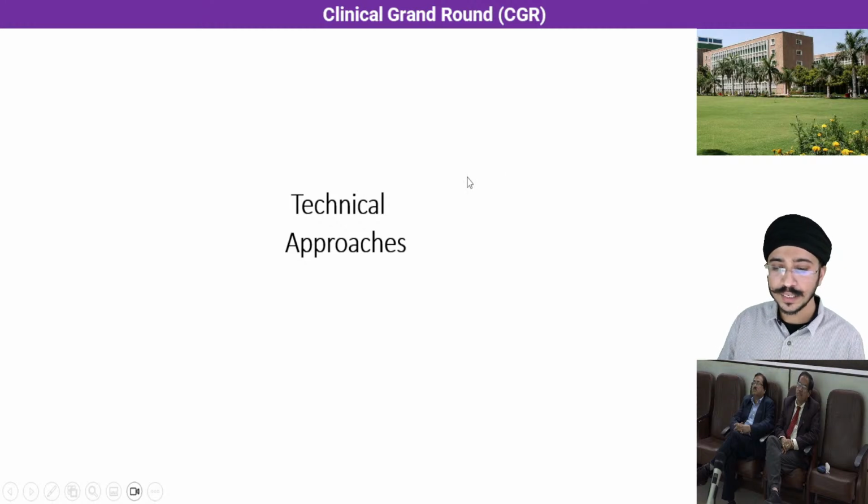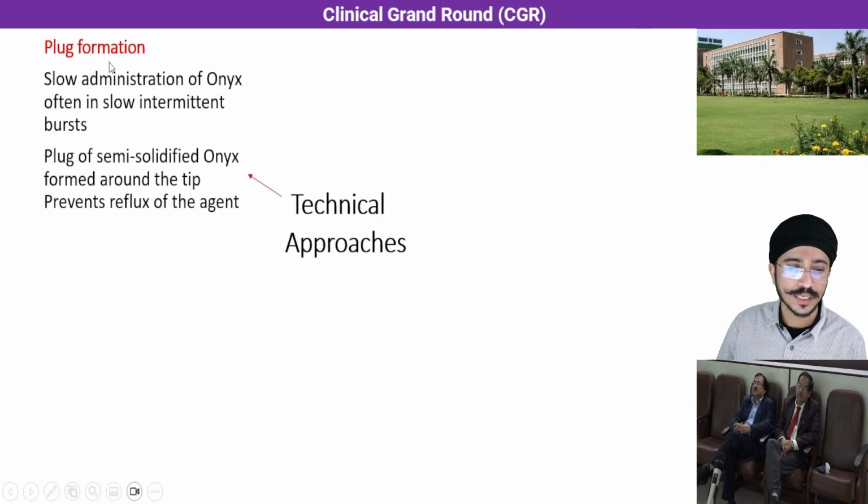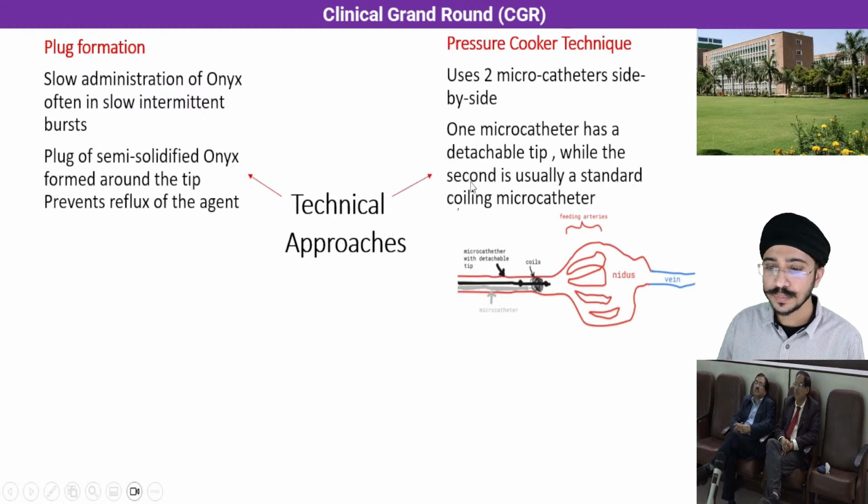So a little bit about the technical approaches that we use when injecting glue or Onyx. The first technique that we use is plug formation. Here, what we do is slow administration of the Onyx, often in slow intermittent bursts, that results in the formation of a plug of semi-solidified Onyx around the tip, and it prevents further reflux of the agent on the arterial side.